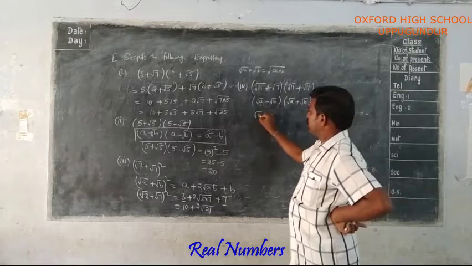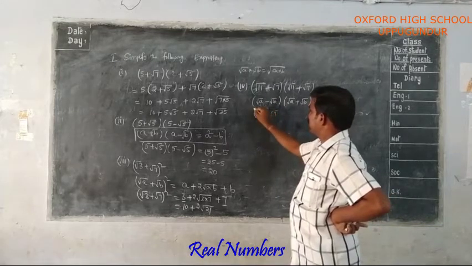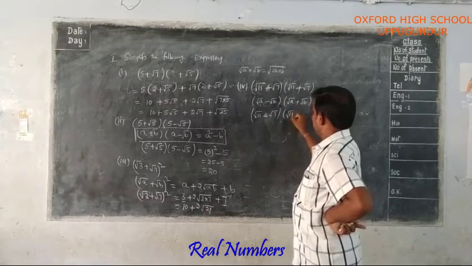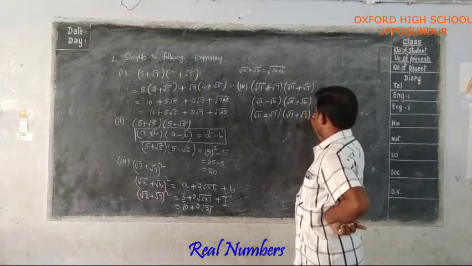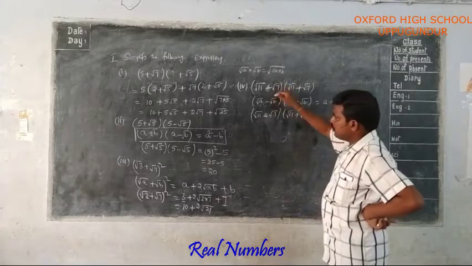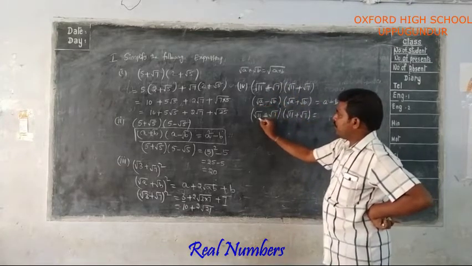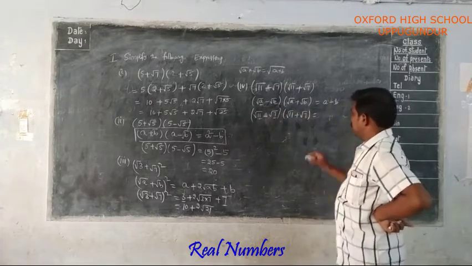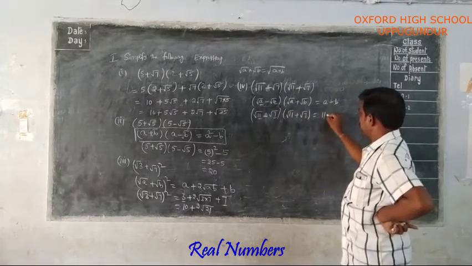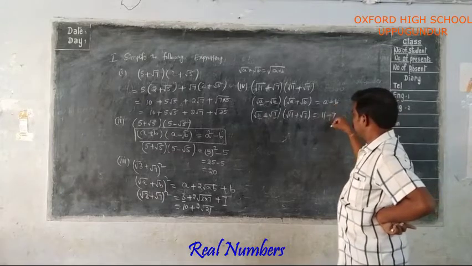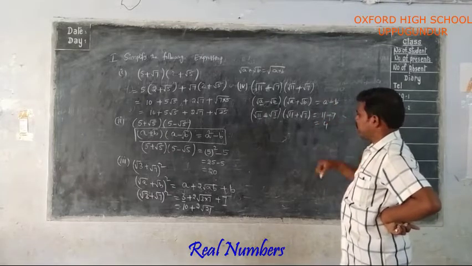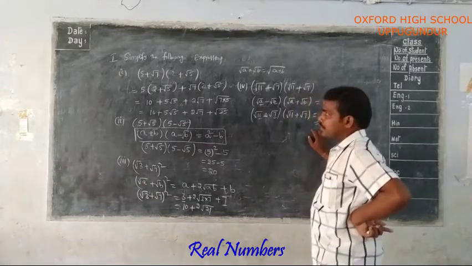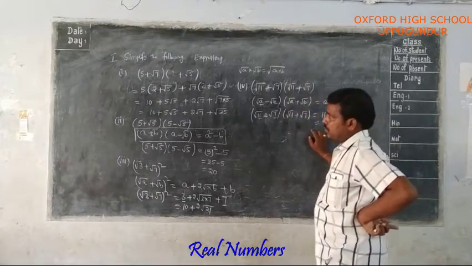Root 11 plus root 7 into root 11 minus root 7 equals, comparing these two, the a value is 11, the b value is 7. Here also, in place of a I write 11, minus, in place of b I write 7. 11 minus 7 is 4. So in this way we can do this. So you have to simplify.